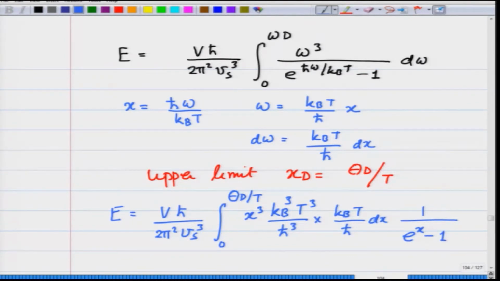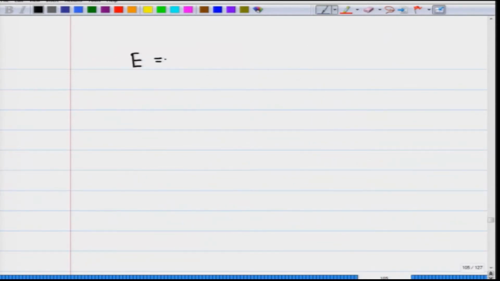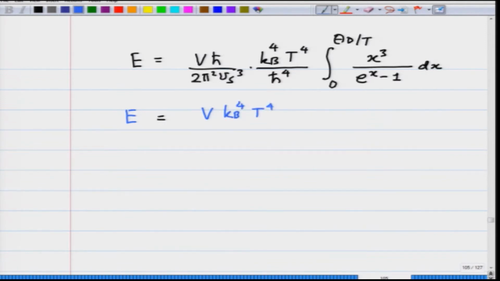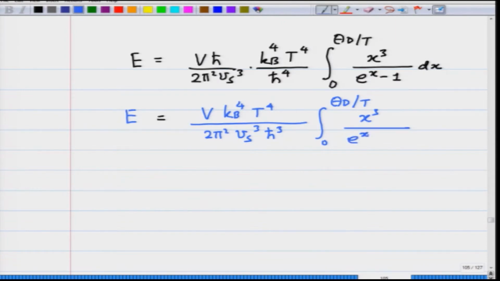Collecting different terms, I am going to get E equals V h cross over 2 pi square v s cubed, k b raised to 4 T raised to 4 over h cross raised to 4, integral 0 to theta d by T x cubed over e raised to x minus 1 dx, which is equal to V k b raised to 4 T raised to 4 divided by 2 pi square v s cube h cross cubed, integral 0 to theta d over T x cubed over e raised to x minus 1 dx. That is the total energy in this volume V.